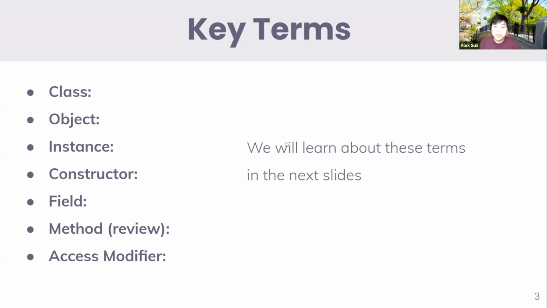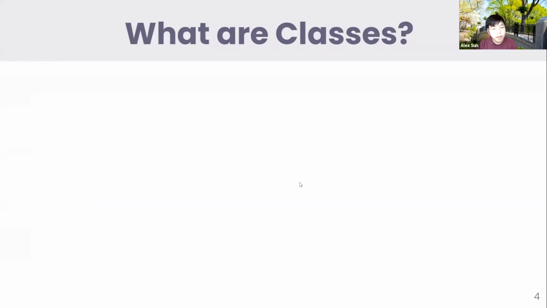All right, so here are some key terms. We'll get to these, hopefully all of them, by the end of the lesson. I've said this word class many times. You're probably wondering what that means. Then there are words like object, instance, constructor, field, method, access modifier, all very fancy, I know. So what are classes? Can anyone tell me? Type in chat or unmute. What do you guys think is a class? Like when you hear the word class, what do you think of?